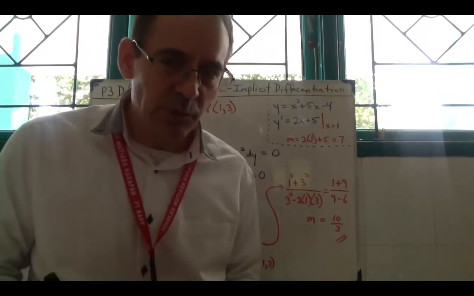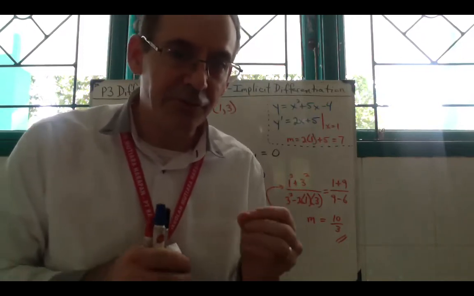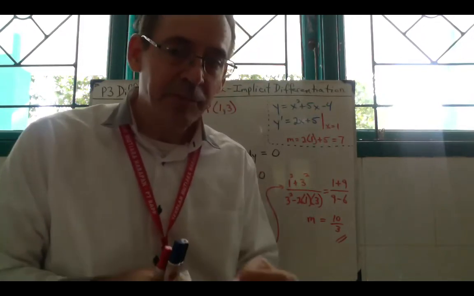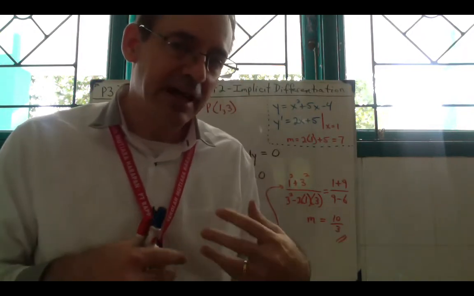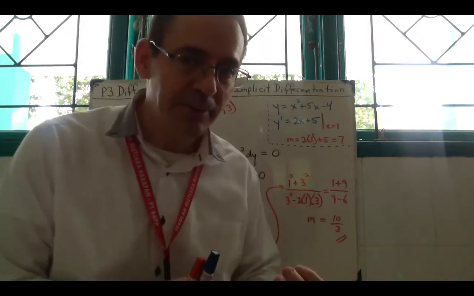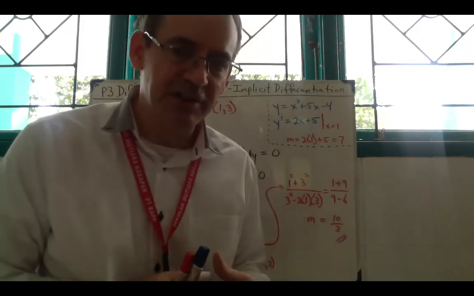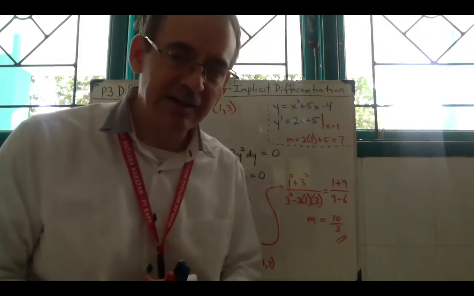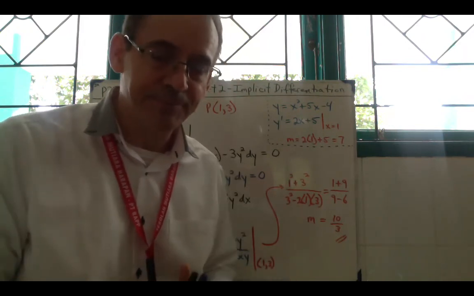Because the x's and y's are mixed up, you have to keep track of the differentials. In other words, every time you derive an x term, you need to put dx at the end. Every time you derive a y term, you need to put dy at the end of it. And you need to keep track of those dy dx's. Then we'll separate them out towards the end and get the dy over dx for slope.